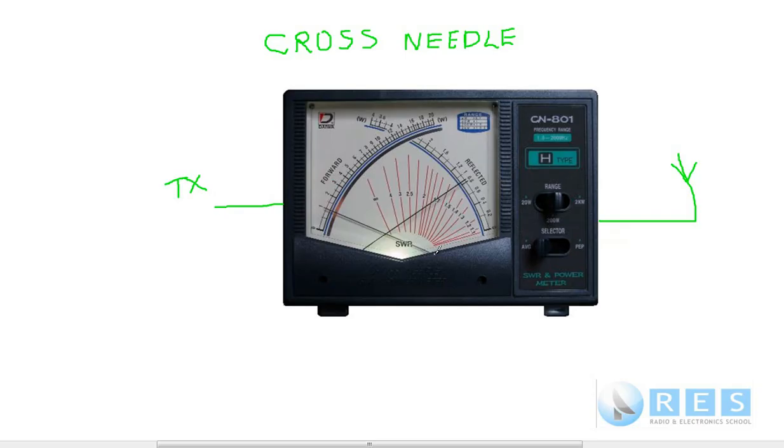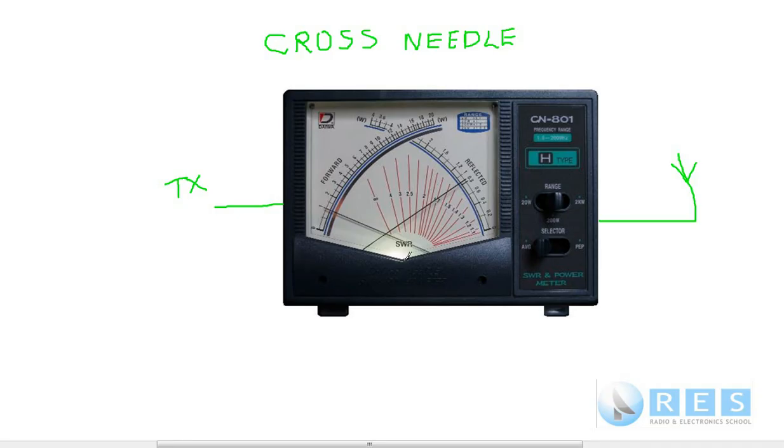Have a look at it. It's got two needles on it. One needle here and another needle there. And it's got three scales. It's got a scale here which is your forward power. Remember we discussed the forward power from your transmitter. And this is the reflected power from the transmitter. So this needle will move to measure the reflected power. This needle will move to measure the forward power.